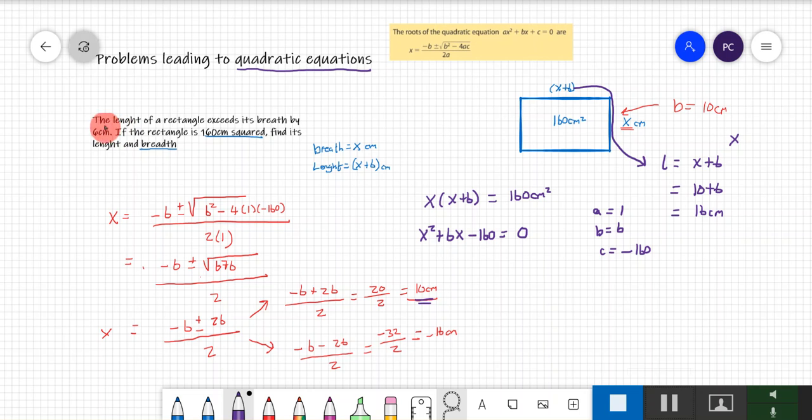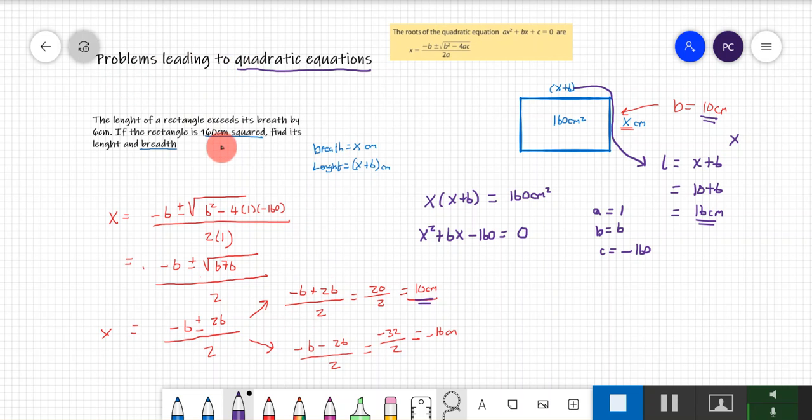So to answer this question, given the dimensions it's given us here, we've worked out that the length is equal to 16 centimeters. So this is your answer here, and the breadth is equal to 10 centimeters. Again, how did we work this out? Well, we took the question and developed a quadratic equation, and then we used the quadratic formula to solve for the roots, or to solve for x. These are what are known as problems leading to quadratic equations.